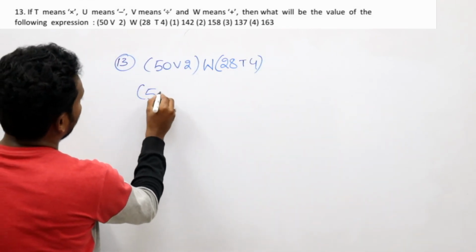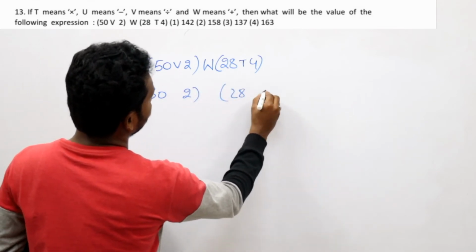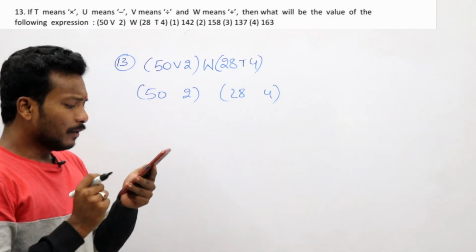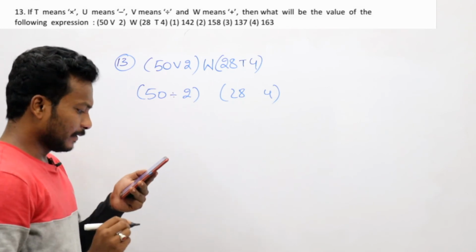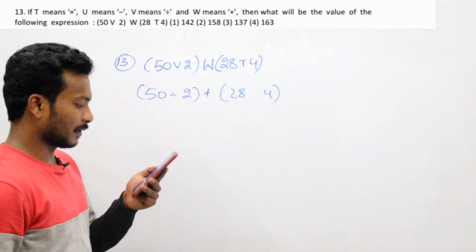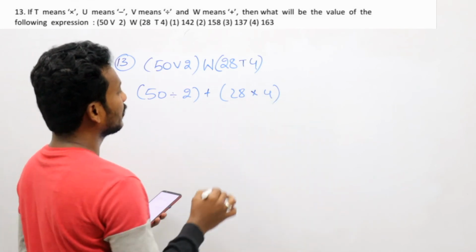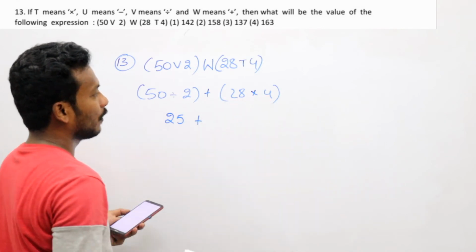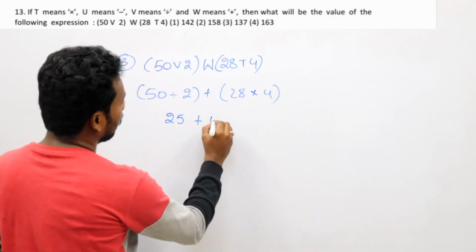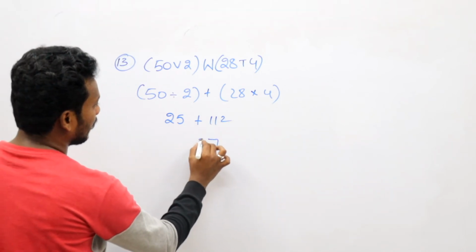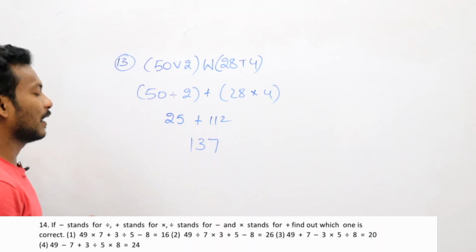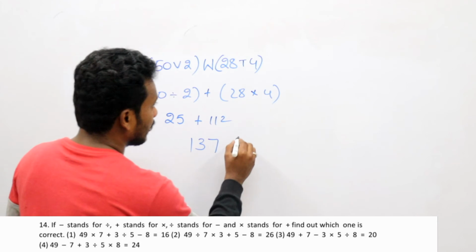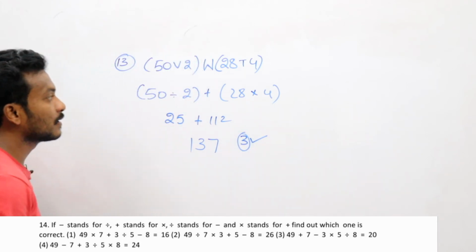Okay, now I am writing only the values first. Now first one, V W T. What is the V? V means division. Okay, right? W means plus. What about T? T means into. We need an answer. 50 divided by 2 is 25, plus 28 into 4. Okay, 25 plus 112. That is 137. 137 is our required answer for the 13th question. 137 is in option 3. Our required option is the third option.